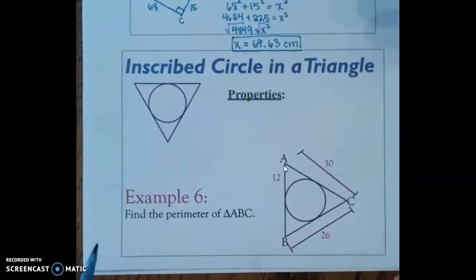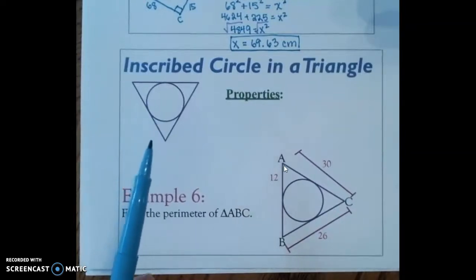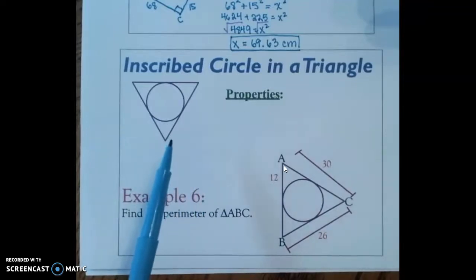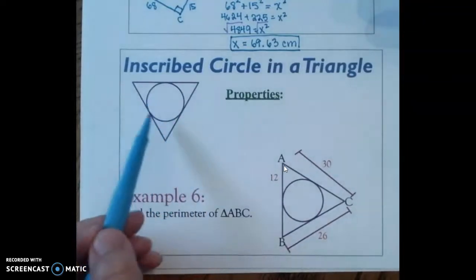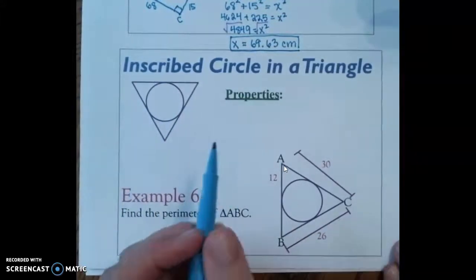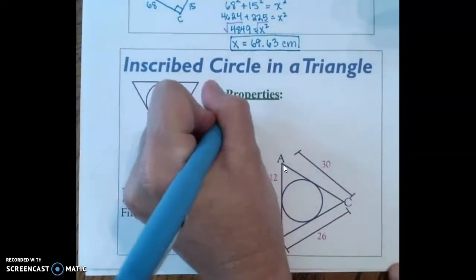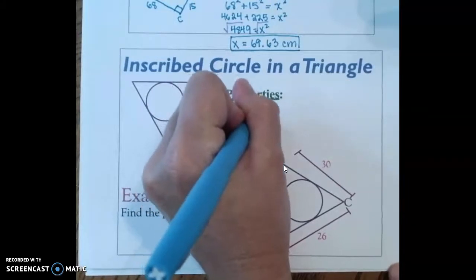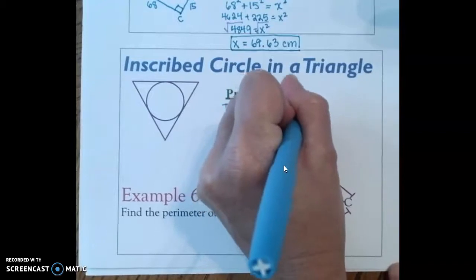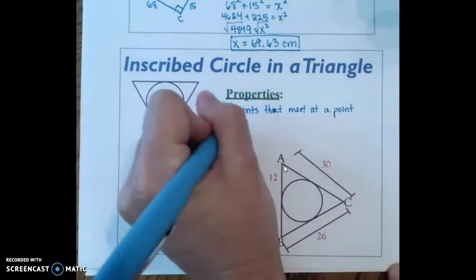Okay, we will continue our notes by talking about the next section, which is inscribed circles in a triangle. So we've already talked about triangles inside of a circle. This is the opposite. So our circle is inside the triangle. The property that we need to note here to help us solve these problems is that tangents that meet at a point are congruent.